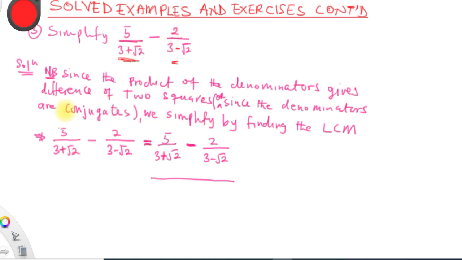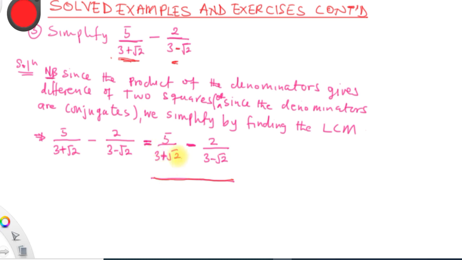How to find the LCM? So this is what I've written here: 5 divided by 3 plus square root of 2, this is the first term, the minus, and then 2 divided by 3 minus square root of 2. So you are going to find the LCM. You know how to simplify fractions. So this is how you are going to find the LCM.